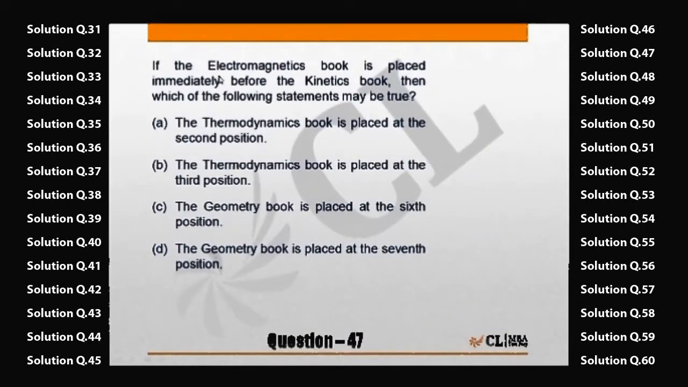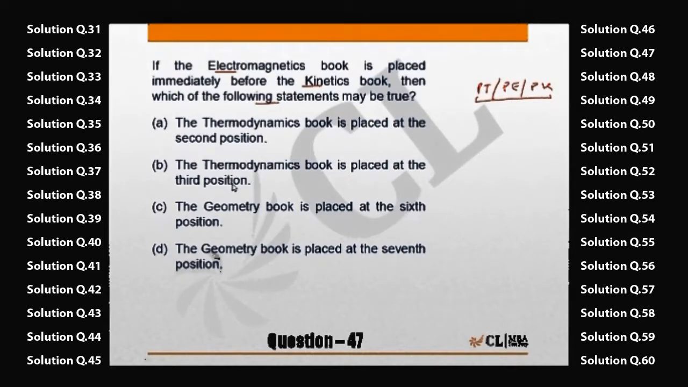If the electromagnetic book is placed immediately before the kinetic book, then which of the following statements must be true? Electromagnetic has to be placed before the kinetics. And the thermodynamics book, if you remember, has to come before the electromagnetic book, so this has to be PT. So the physics books will have to be placed in this manner.